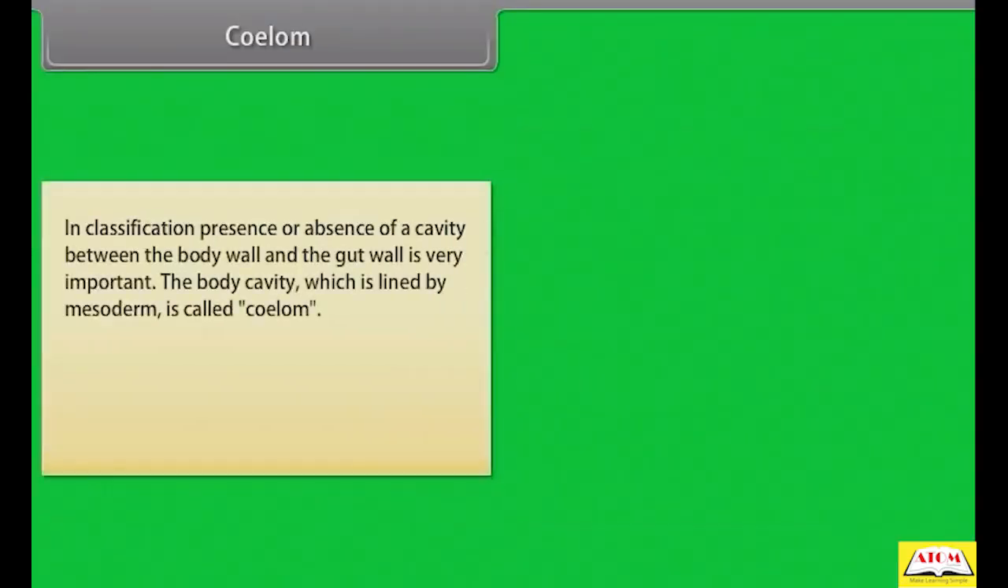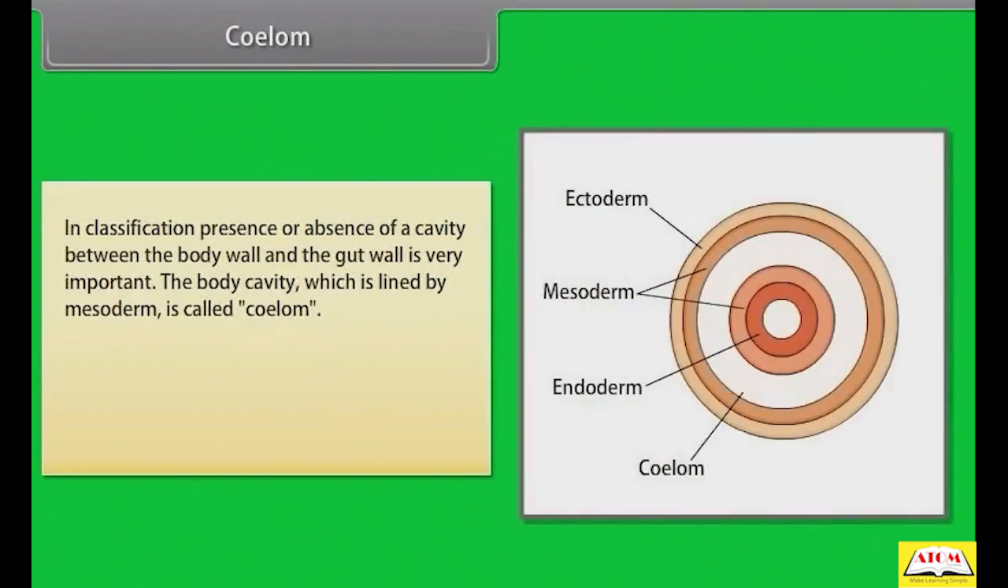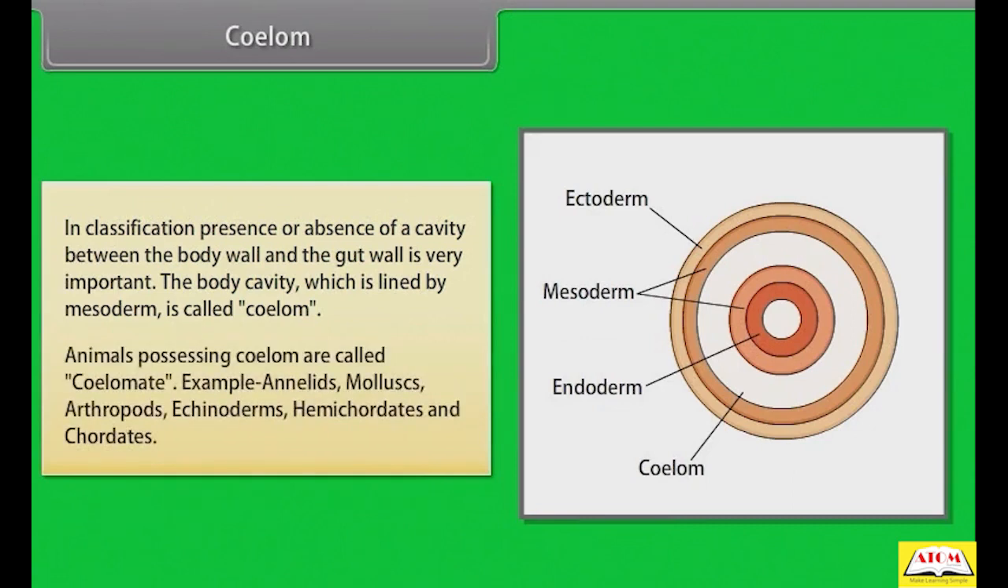Coelom. In classification, presence or absence of a cavity between the body wall and the gut wall is very important. The body cavity, which is lined by mesoderm, is called coelom. Animals possessing coelom are called coelomates. Example, annelids, mollusks, arthropods, echinoderms, hemichordates, and chordates.